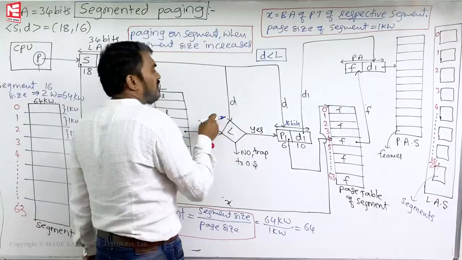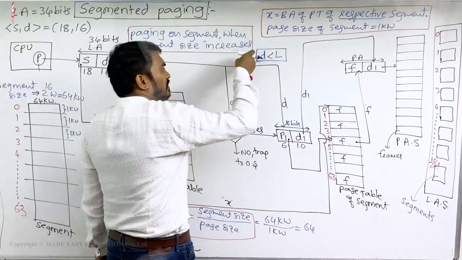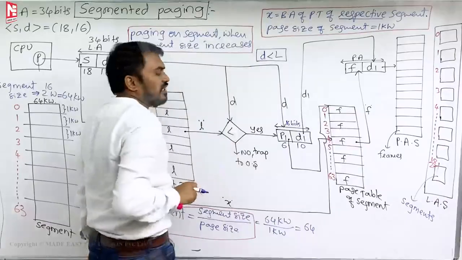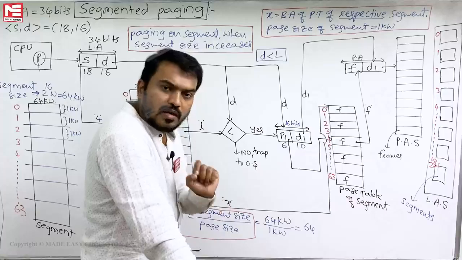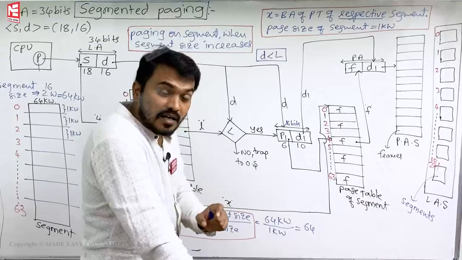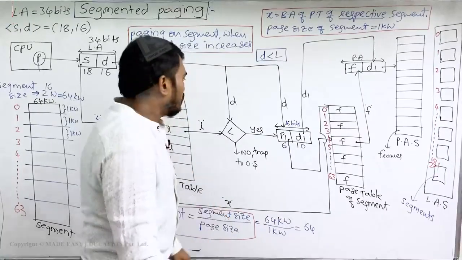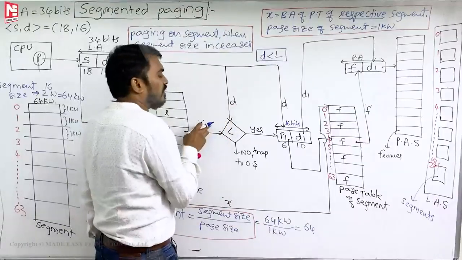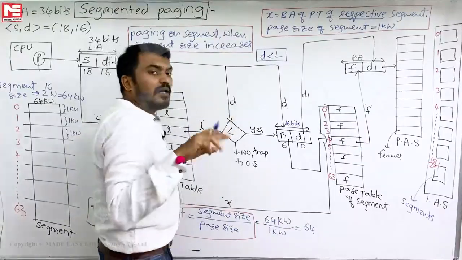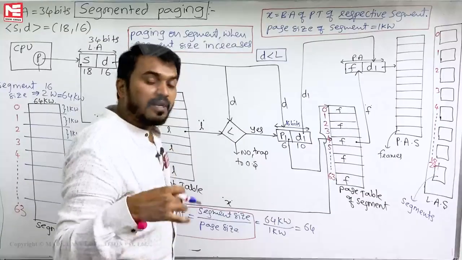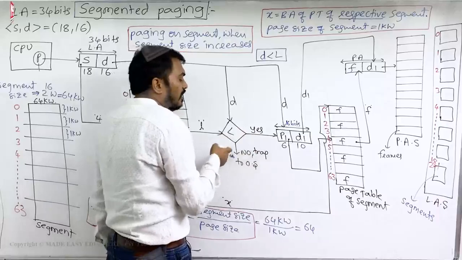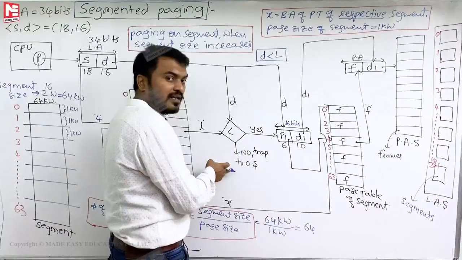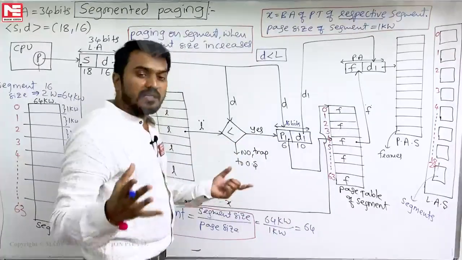What should be the relation between these two? D less than L should be there. It is already written here. D less than L should be there. So, okay, it means what? Whatever word number you are trying to refer, that should be within the length of the segment. So, if D less than L is not followed, it means you are referring outside the segment or beyond the segment, or you say illegal address. If it is no, then a trap will be generated to the operating system, okay, saying that the CPU is referring to an illegal address.